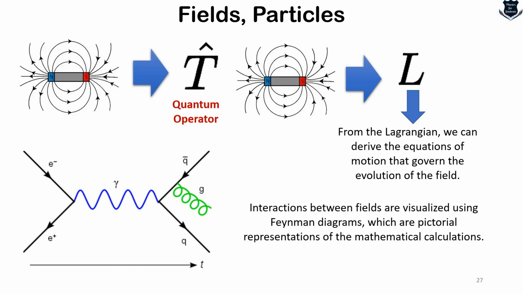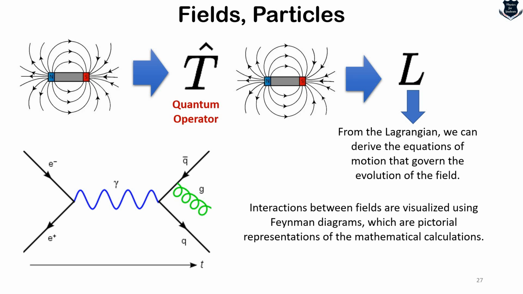And the interaction between fields is visualized by the famous Feynman diagrams, which are pictorial representations of the mathematical calculations: how particles come in, they join together, they dance, and they create antiparticles, they destroy, and again they create. So this is what I wanted to tell you in this part of the video.